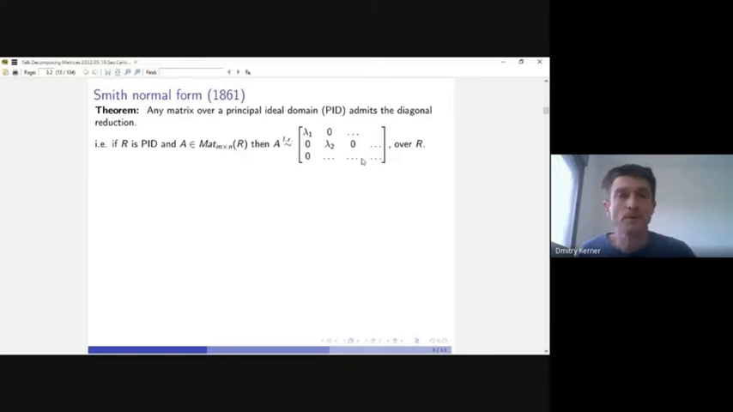It happens. And an additional little piece is that even the entries on the diagonal are decreasing in the following sense. So the ideal generated by lambda 1 contains the ideal generated by lambda 2, and so on. We can arrange, in a simple manner, these entries in a non-increasing way.